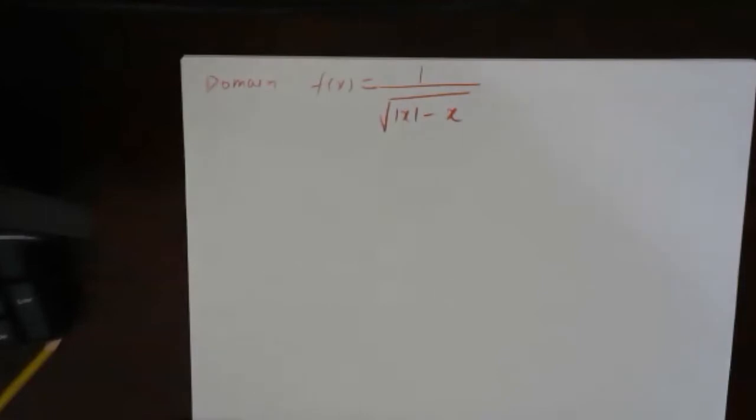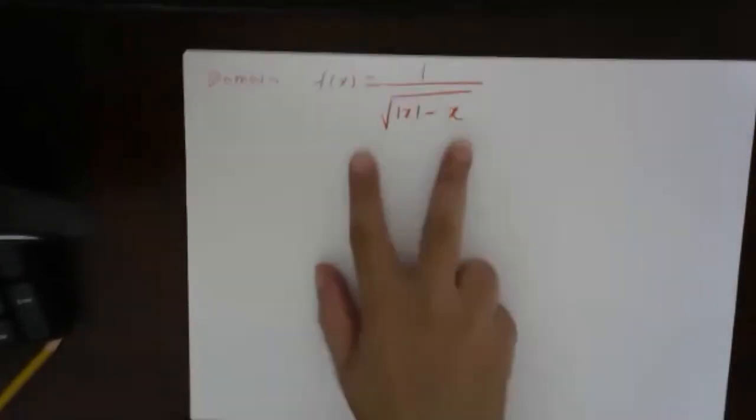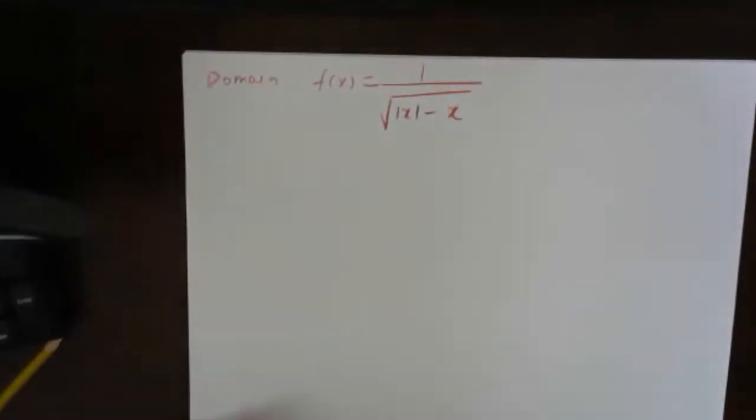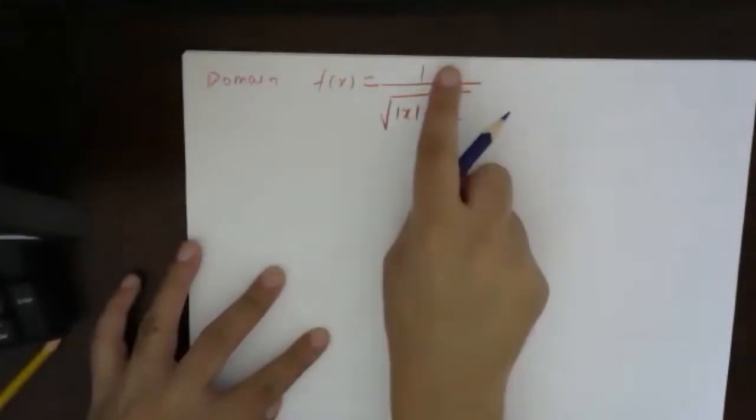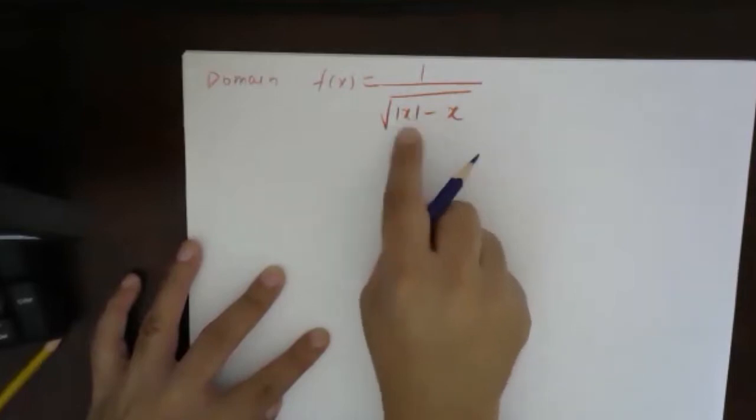Yes, minus infinity to 0. Okay. So let's solve this one. Basically, what they are saying is that this is f of x, which is nothing but 1 by root of 1 mod of x minus x.